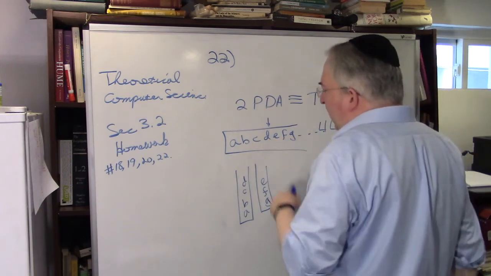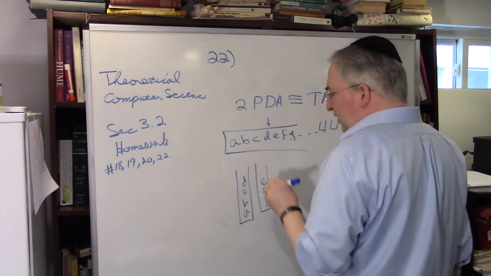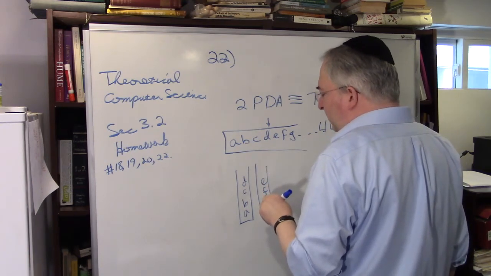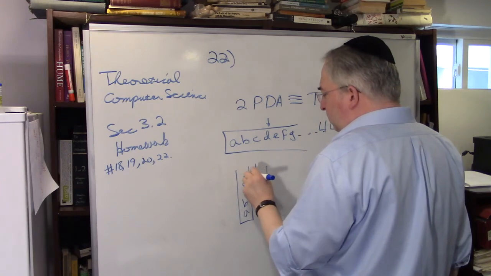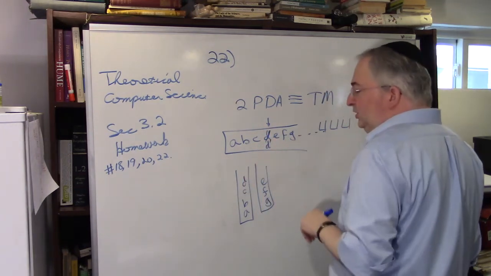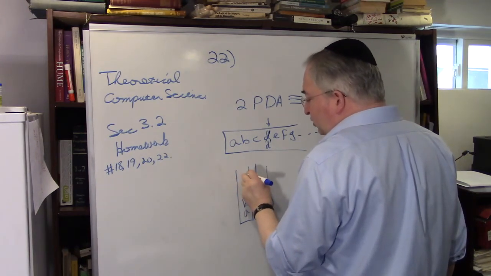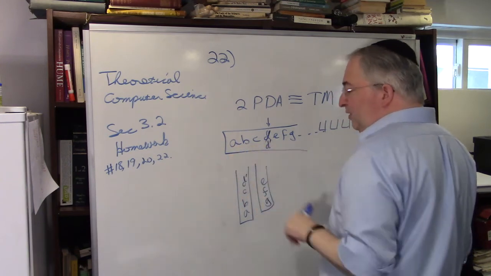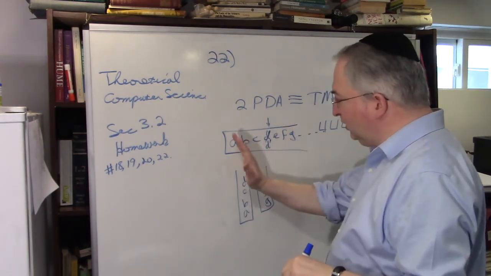Let's say I'm here and I want to change it to a D prime. Here's what I do. I change the D to a D prime. That's what the Turing machine does. I'm going to pop off the D, change it to a D prime, and then put it back over here. Now, question, do I move to the right or do I move to the left?